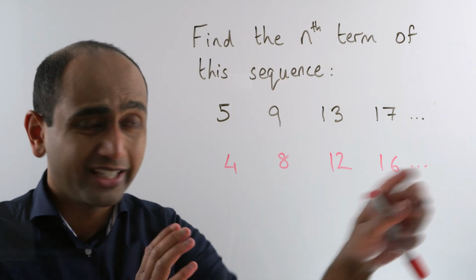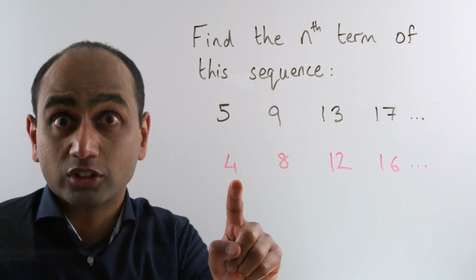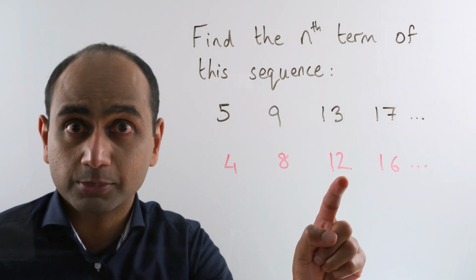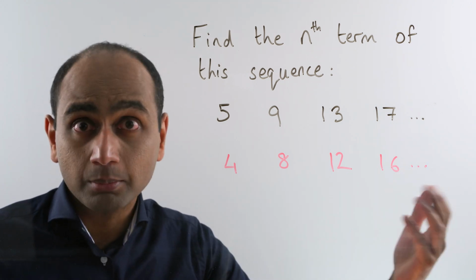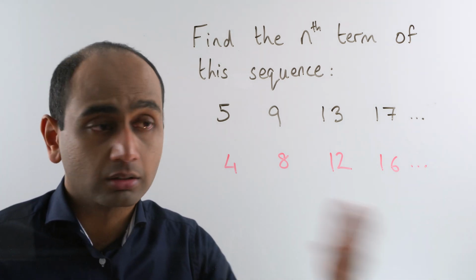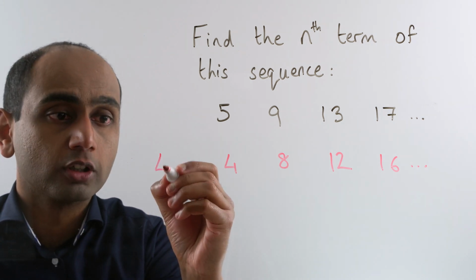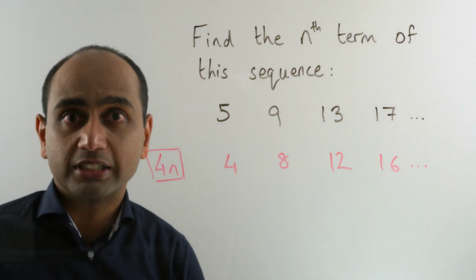Let's just concentrate on this red sequence for a second. The first term of this sequence is just 4 times 1. The second term is 4 times 2. The third term is 4 times 3. The fourth term is 4 times 4. So the nth term would be 4 times n. This is simply the sequence whose nth term is 4n. So that is the nth term of this particular sequence.